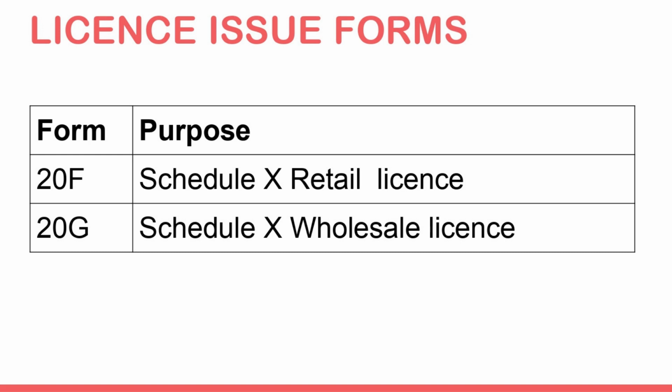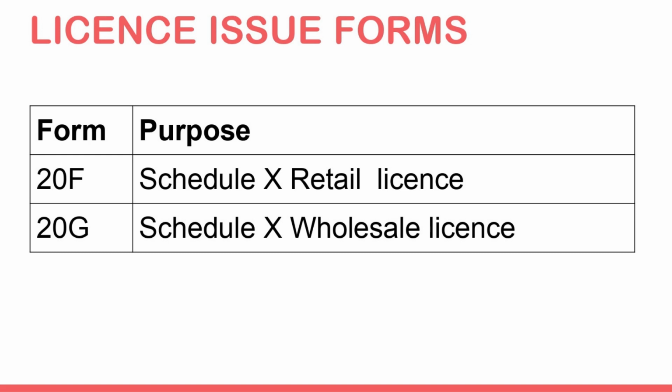We know 20 is a license issuing form, and F and G are related to Schedule X drugs. From these shortcuts, we can remember the points. 20F is for Schedule X drugs retail sale. 20G is for Schedule X drugs wholesale. The first letter in the alphabet is F, and the next one is G.